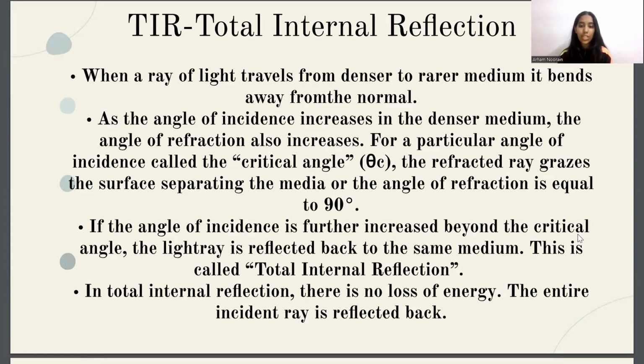If the angle of incidence is further increased beyond the critical angle, the light ray is reflected back into the same medium. This is called total internal reflection. In total internal reflection, there is no loss of energy. The entire incident ray is reflected back.